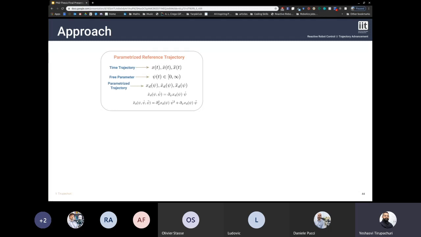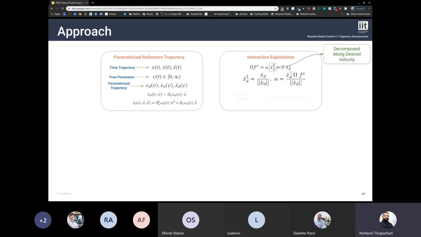Now, coming to the interaction exploitation for the task of trajectory tracking, previously we were decomposing the wrench along the velocity error. Now we decompose the wrench along the direction of the current desired velocity. This term is considered to be a correction wrench, which is a bit of a misnomer, but it's more of an intuitive name. So whenever the value of alpha is positive, it means that the interaction wrench is in the direction of the current desired velocity.